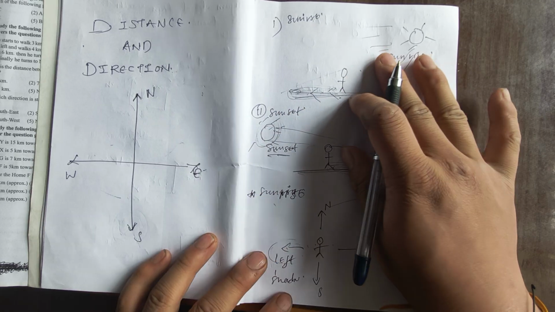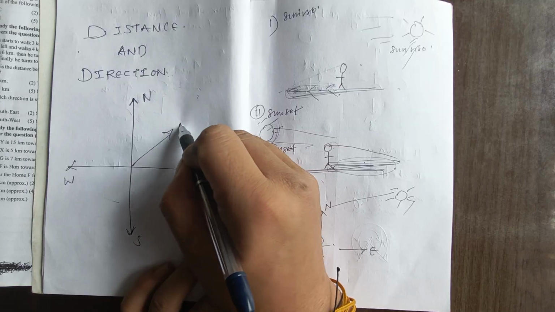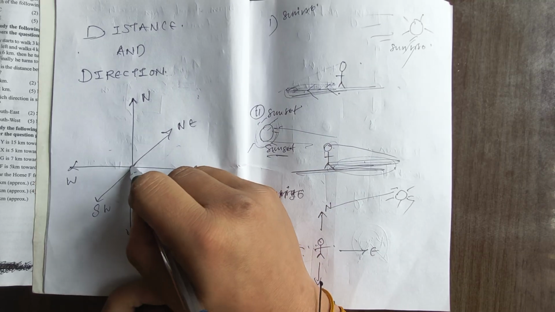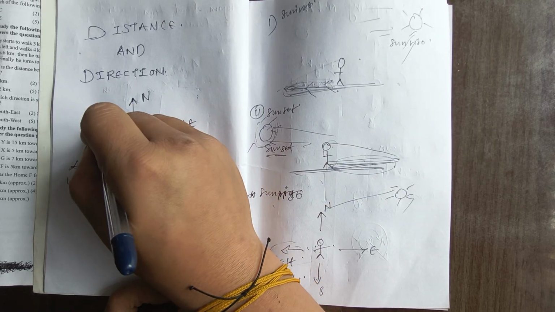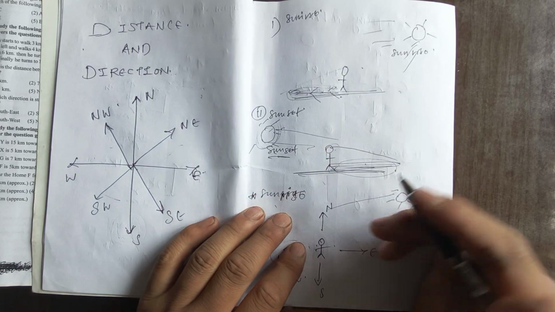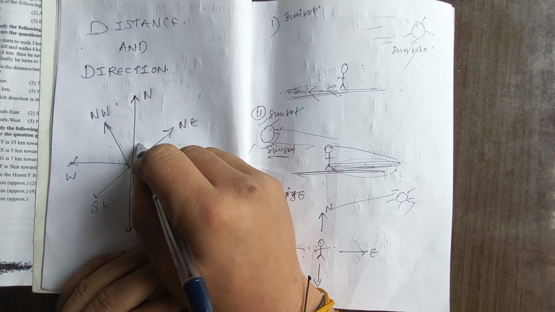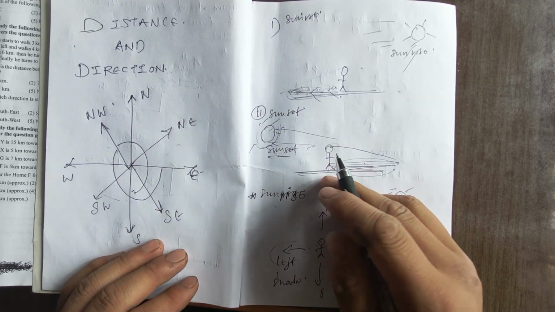We don't need to do anything else. This is the northeast direction, southwest direction, southeast direction, and northwest direction. And this will be your 135 degree, like this.